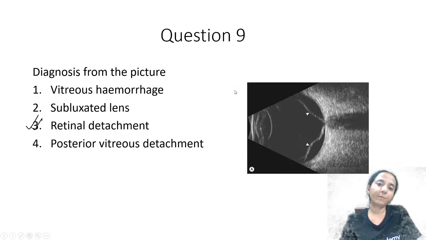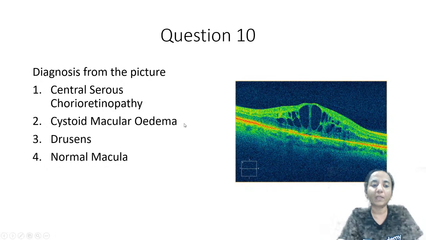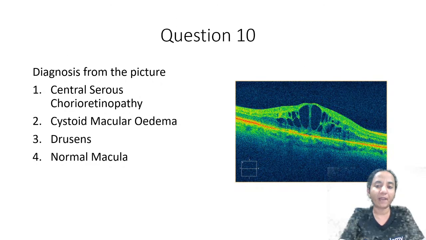Now let me show you this question. What is the diagnosis from this picture? Is it a central serous retinopathy? Is it a cystoid macular edema? Does it show drusen? Or is it showing us the normal picture of the macula? What will we call this?